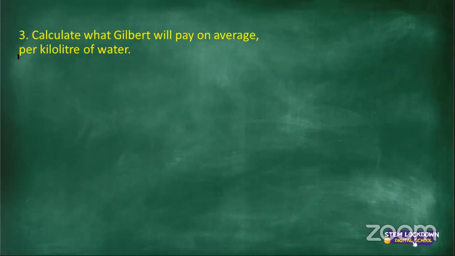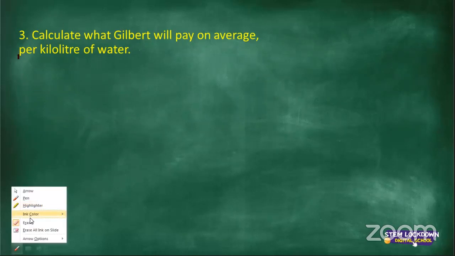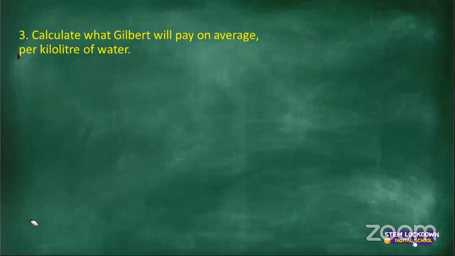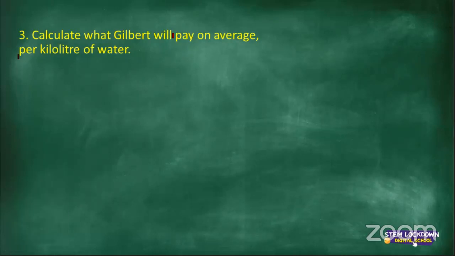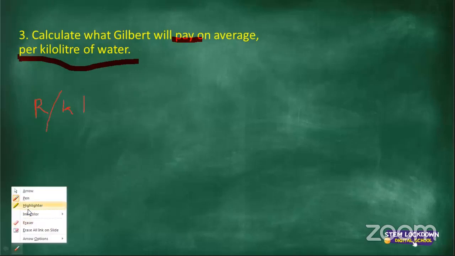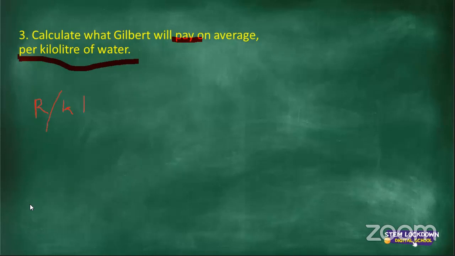Then for number 3, we are calculating what Gilbert will pay on average per kiloliter of water. The keyword here is per kiloliter of water. Pay per kiloliters of water. So the answer we are expecting to see there should be in rands per kiloliter. That's what our answer should involve. Rands per kiloliter.